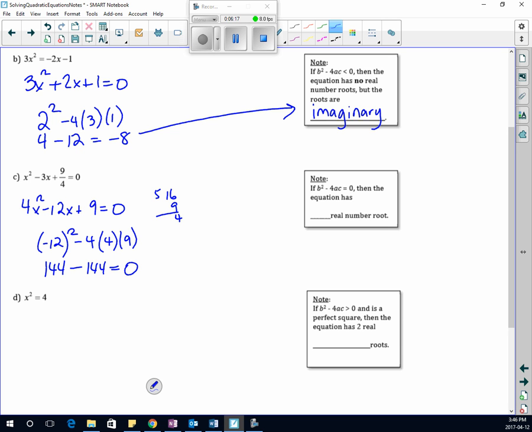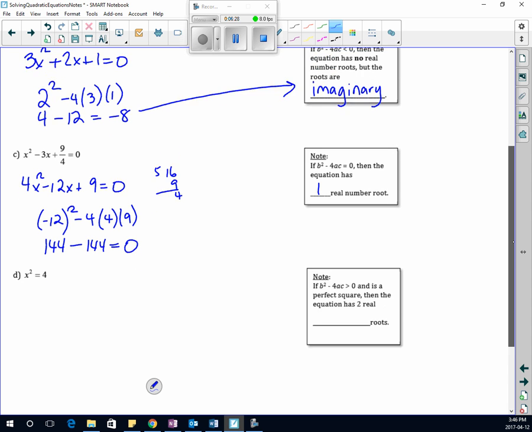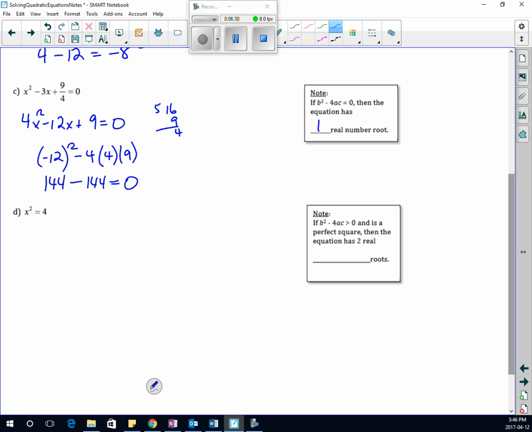And what does 0 mean? When I square root 0, I'm not going to get 2 solutions out of it. I will get 1 real number root. Again, it'll be a nice root as well. So it could be irrational or rational.